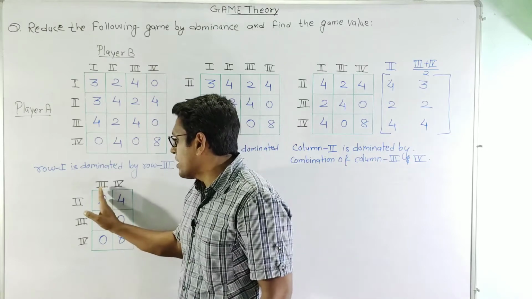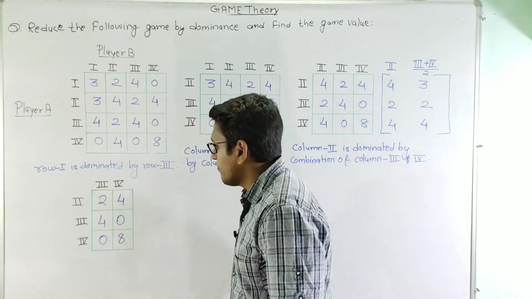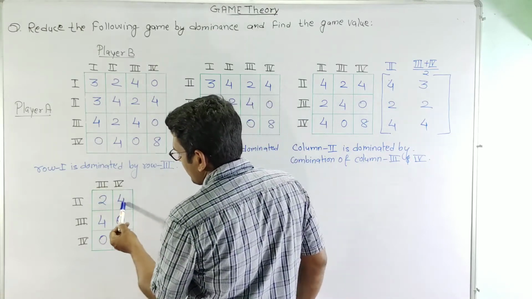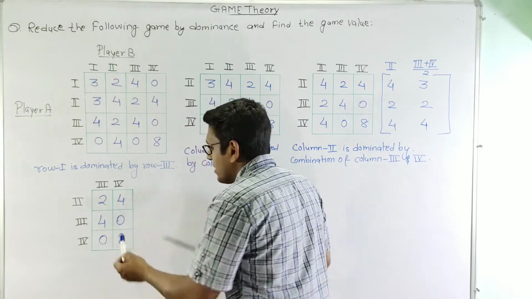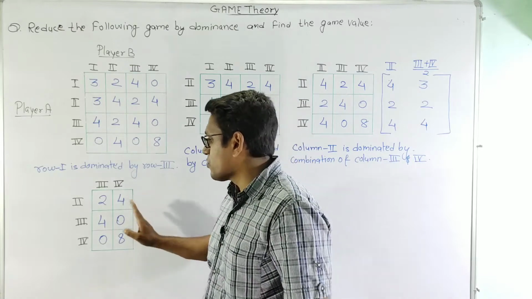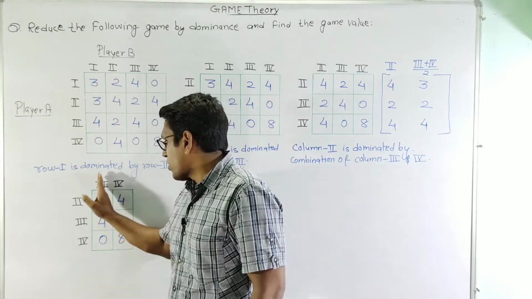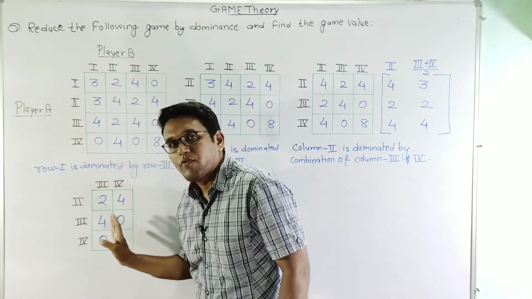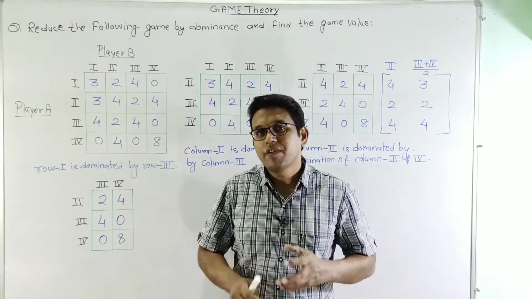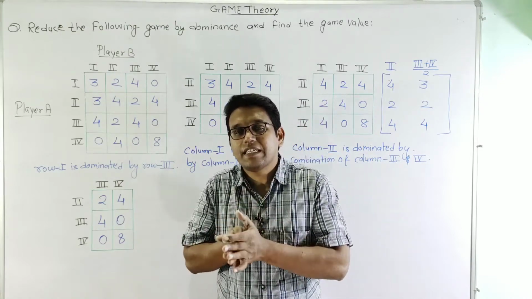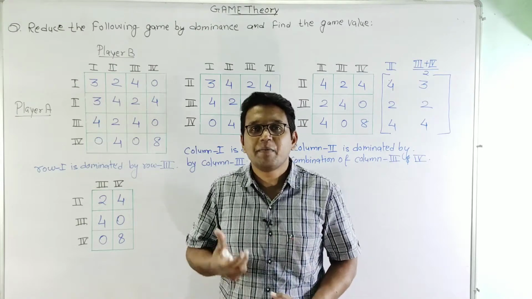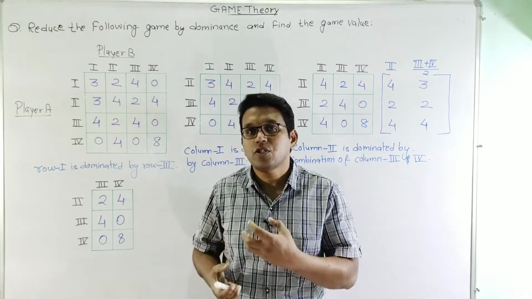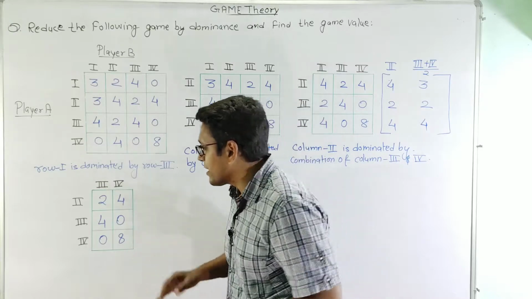Similarly, we will compare column 3 and column 4. So this is 2, this is 4, this one is greater, this is 4, this is 0, this one is lesser. That means that there is no dominance between column 3 and column 4. Now again, we will try to see if there is any possibility that one row or one column is dominated by the combination of the other two. So let us see here.